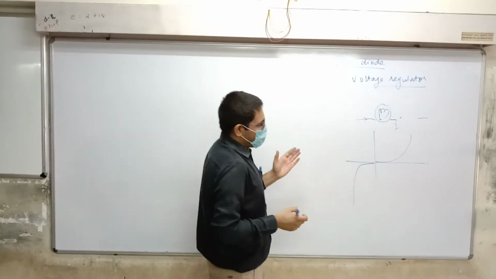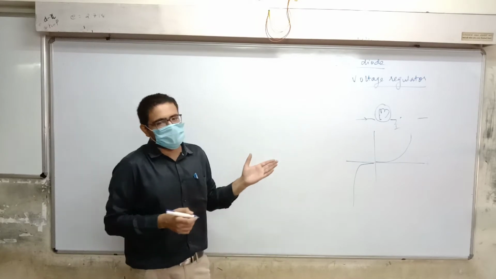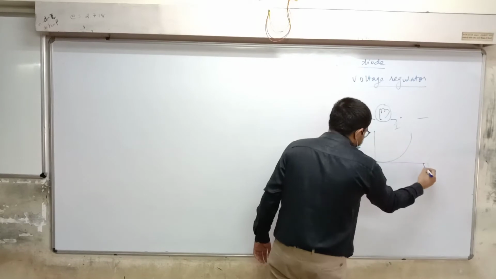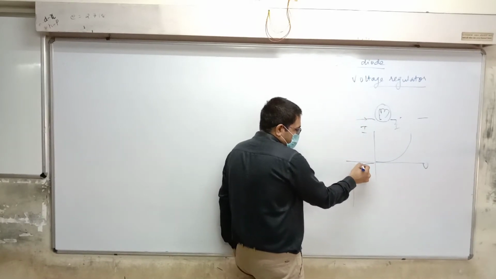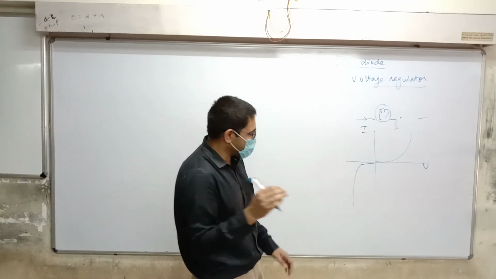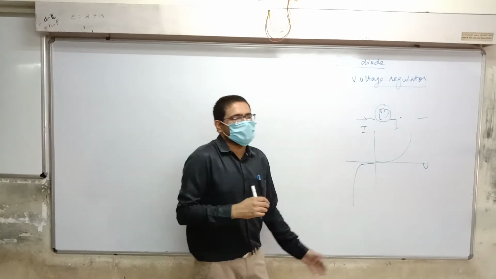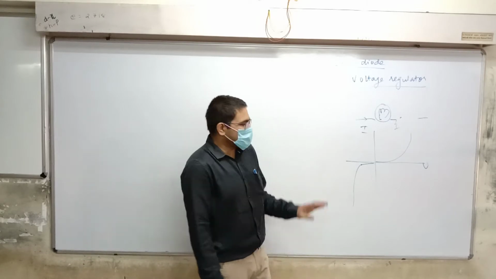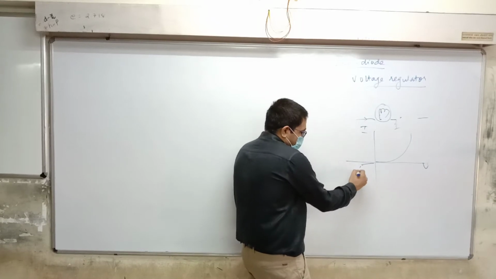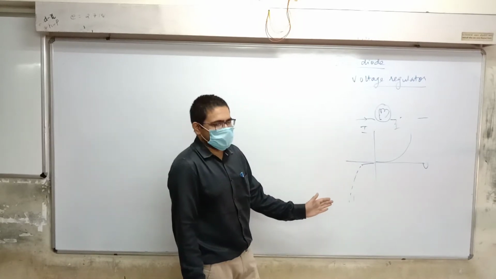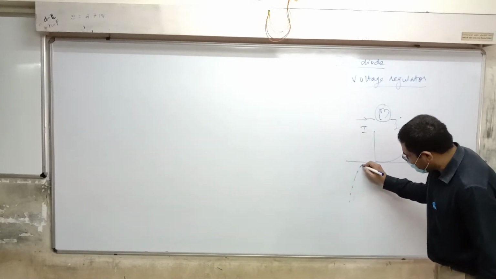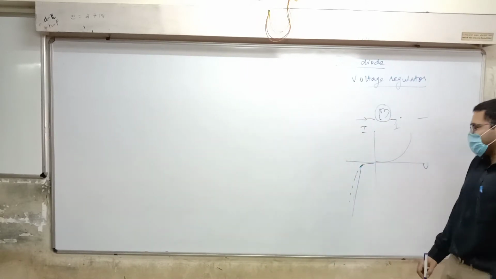Do you remember that a diode has forward and reverse bias characteristics like this? I have current here and voltage here. In reverse bias, up to some voltage there is a small current in microamperes, and then suddenly there will be breakdown and the current will increase. Now, a Zener diode is even more extreme. When it comes to breakdown, the curve is almost a vertical line.